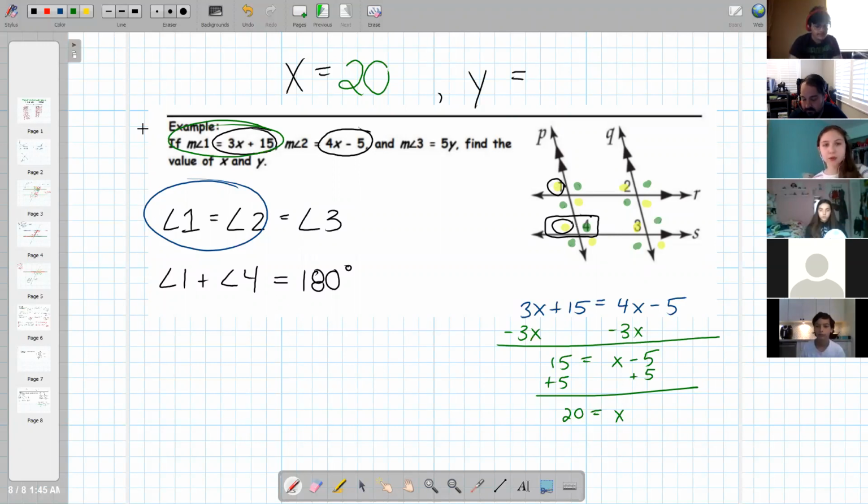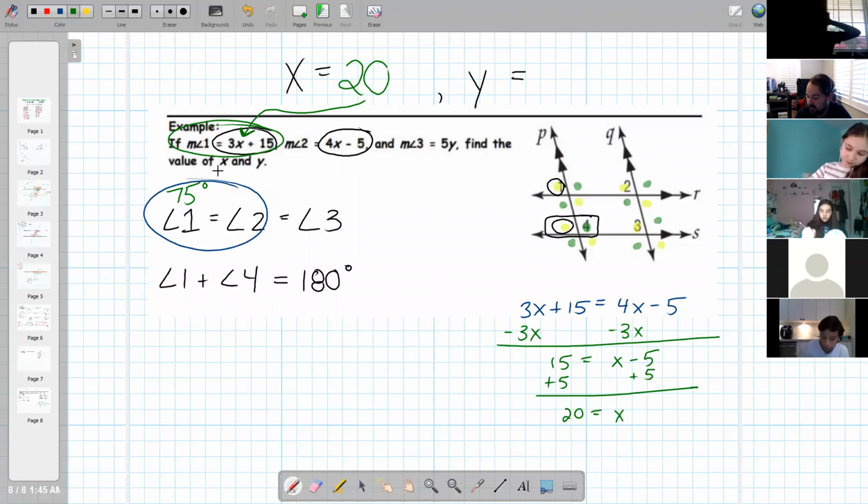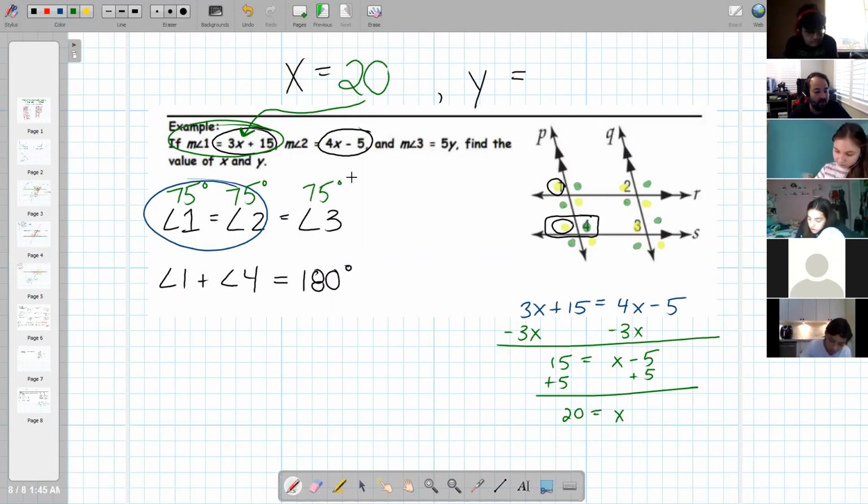Would we plug it into the equation? Absolutely, we could plug it in right there. So what's 3 times 20? 60. 60 plus 15 is 75 degrees. So now I know that the measure of angle 1 is 75 degrees. I know that the measure of angle 2 is 75 degrees. And I know that the measure of angle 3 is 75 degrees. The measure of all of those angles is the same.